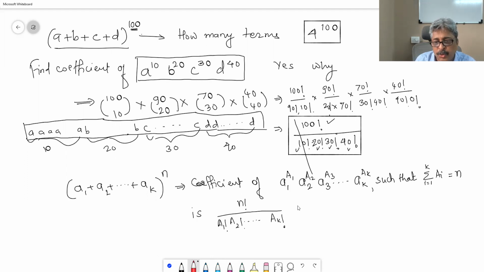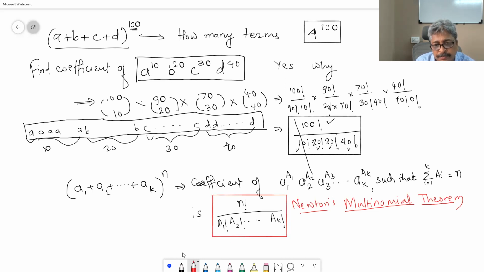This is called Newton's multinomial. No matter how many terms are there inside a bracket, it doesn't matter. No matter what positive integer power you have in that bracket, you can always find out the coefficient of whatever term you want.